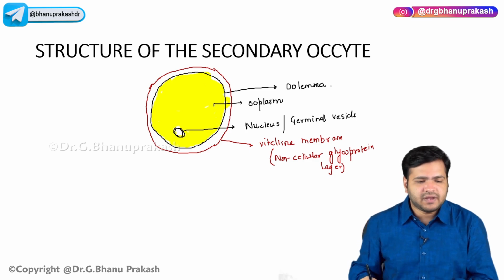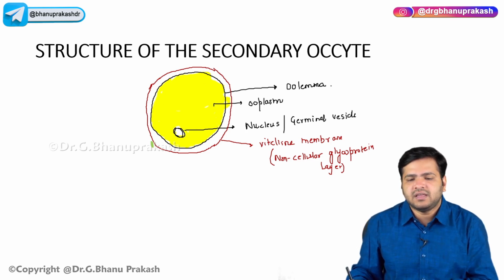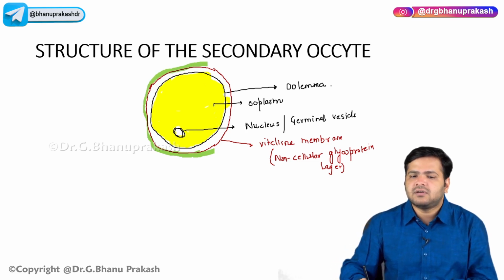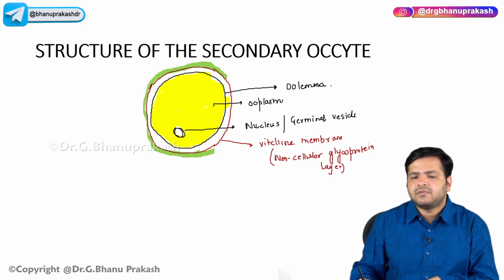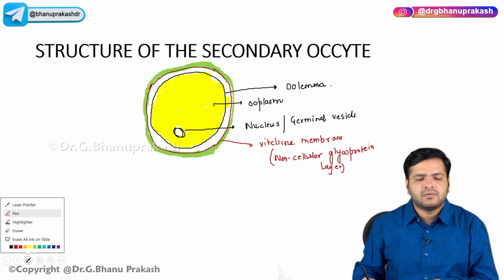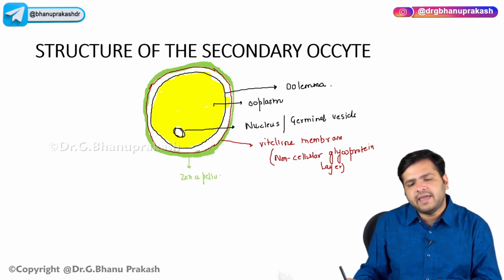And outside the vitelline membrane, the zona pellucida is present, which is adherent to the vitelline membrane. This is the zona pellucida, the one I am highlighting in green color. So remember, the zona pellucida is a glycoprotein structure. You already know it is a glycoprotein layer.